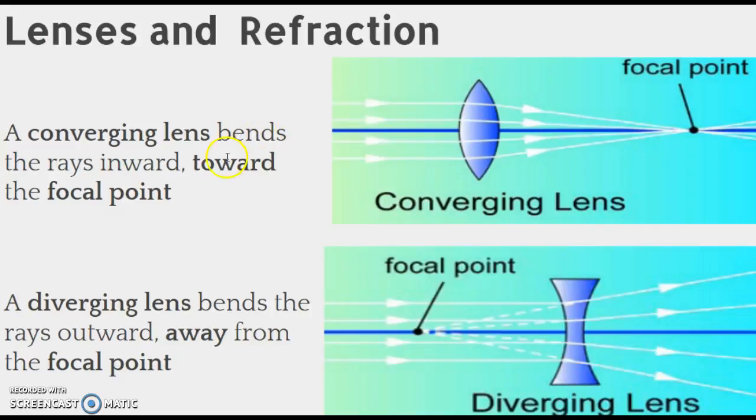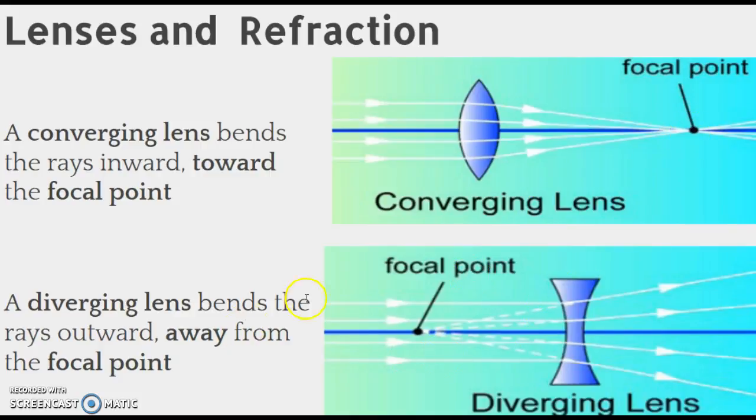So a converging lens bends the rays inward toward the focal point. Notice light travels in straight lines. It's going to bend through a different medium, and it's going to reach at this point. But I want you to pay attention here that this light ray continues traveling in a straight line. And this line keeps traveling in a straight line here. So converging creates a focal point.